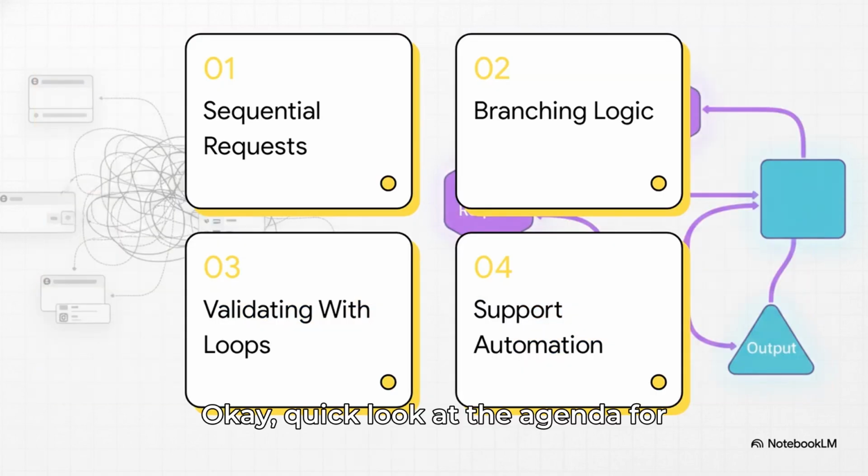Okay, quick look at the agenda for this explainer. First, connecting sequential API requests. Second, branching logic with conditions. Third, validating items with loops. And finally, a real support scenario automation.